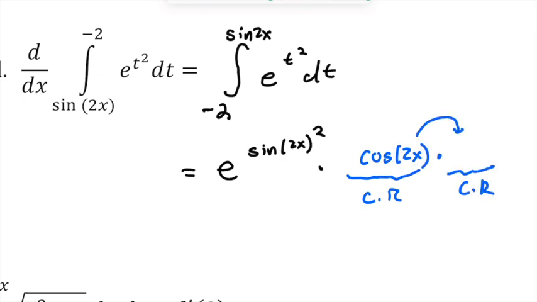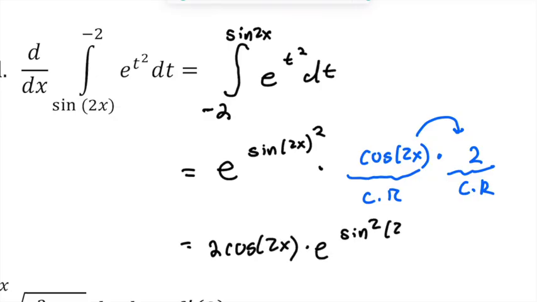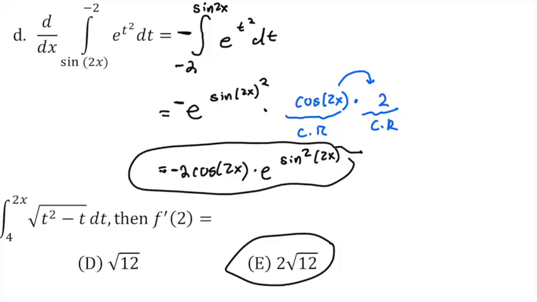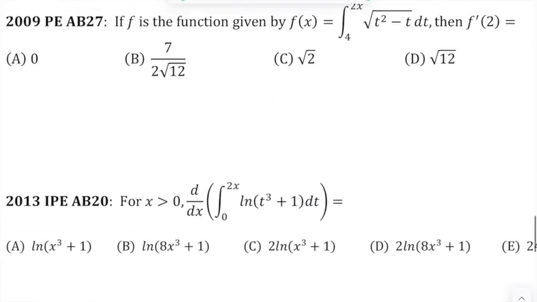And we're going to take the derivative of 2x, which is 2. And so this function is going to be 2 cosine of 2x times e to sine squared of 2x. When I reversed my boundaries, I was supposed to put a negative outside, which carries down to each part of the problem. And so that is my final answer.